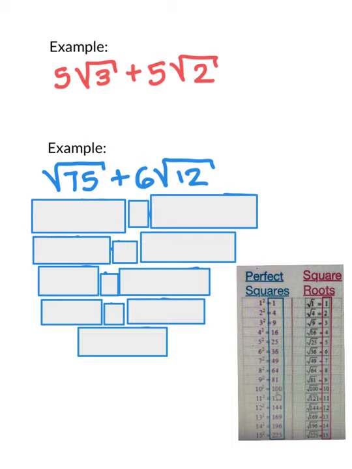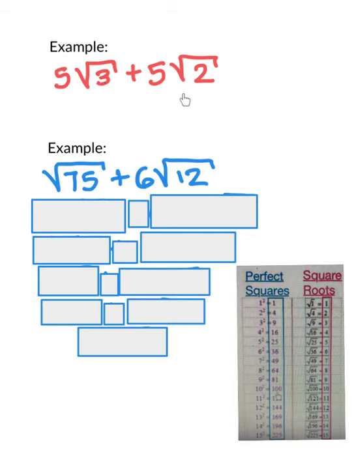So here we're looking at another example. We have 5 square roots of 3 plus 5 square roots of 2. And so these are a little bit different. Underneath the square root sign, we have 2 different numbers. And then the other question that we need to ask ourselves is, are these simplified as much as possible? And these are simplified as much as possible.